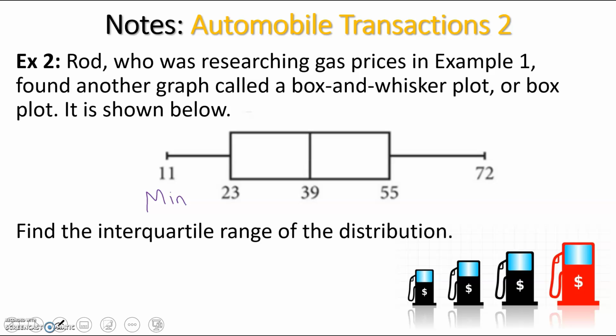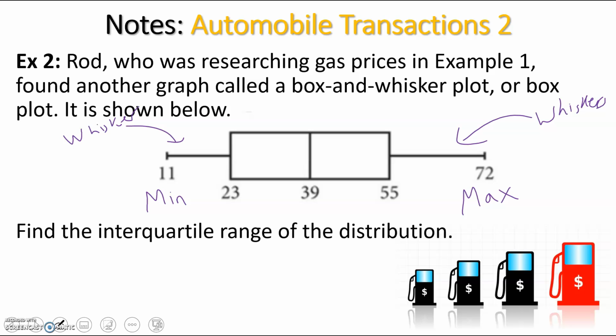The maximum is found at the right end of the right whisker. So each of these lines is referred to as a whisker. So these are whiskers. Okay, this one too, whisker.